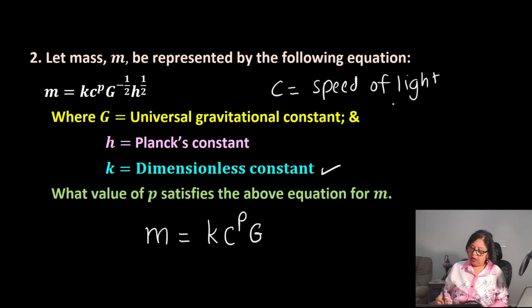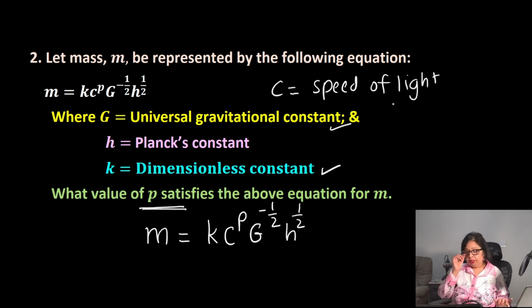Times G, uppercase G to the power -1/2. Uppercase G is the universal gravitational constant, times h, lowercase h to the power 1/2. Lowercase h is Planck's constant. So we want to find what value of p satisfies the above equation for m. Now you will see that uppercase G, the universal gravitational constant, and Planck's constant are used so many times in these problems of dimensional analysis that it's a wise idea to memorize the dimensions of G and of h.